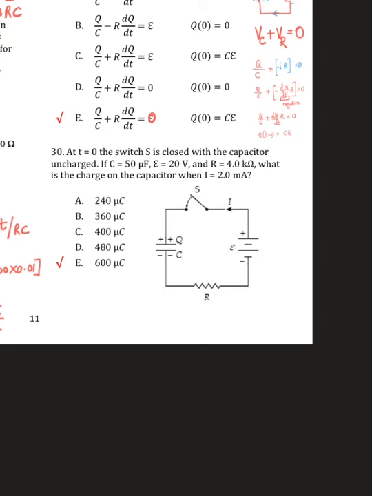Okay, in question number 30, it's asking for the charge on the capacitor and it's giving you the current. What is the charge on the capacitor when I is equal to 2 milliampere? So we know that the capacitor is getting charged. How do we know that? Because you have a capacitor and a battery, and the switch is closed. So let's see how to solve this one.